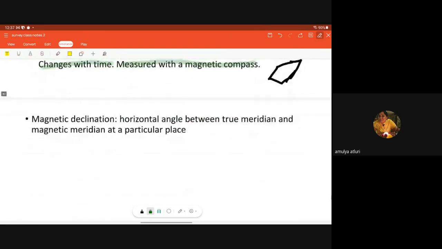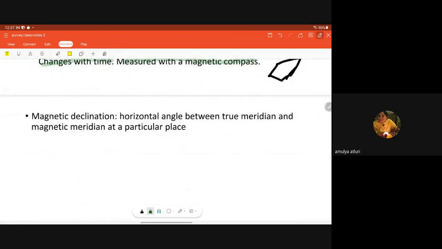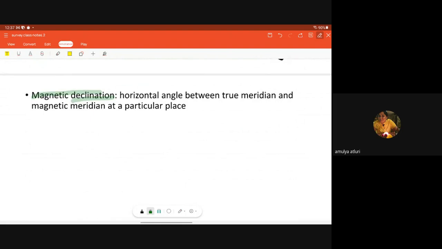Next, very important one, magnetic declination. What is magnetic declination? The horizontal angle between the true meridian and magnetic meridian at a particular place is called magnetic declination or dip.